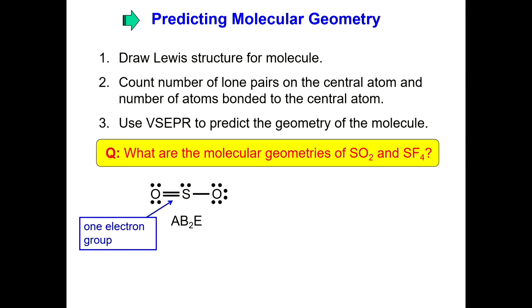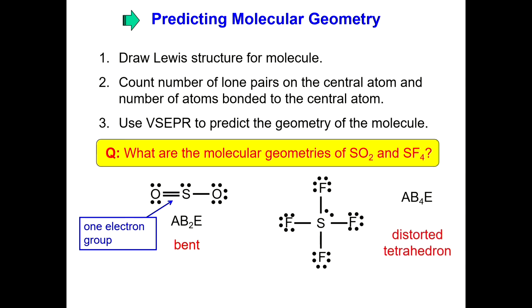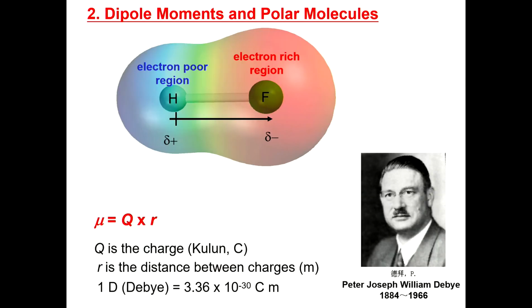B2 means there are two atoms bonded to the sulfur. And the E, 1E, means it has one lone pair. So we know AB2E's molecular geometry is bent. It's like this. And this example is AB4E. The 4 means there are 4 atoms bonded to the sulfur, and 1E means one lone pair. So we can figure out its molecular geometry.